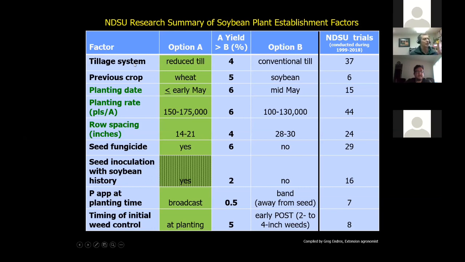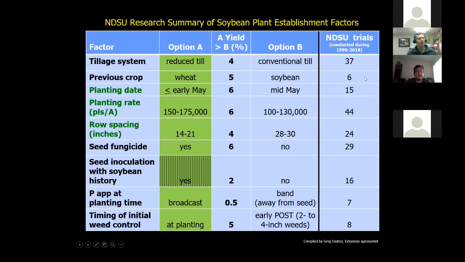For example, tillage system, we found on average of 37 different trials through the last 2 decades that when we have some type of reduced till, it might be no-till, maybe strip till, we see on average about a 4% yield increase compared to conventional tillage. Does this happen? On dry years, definitely we see this advantage. Even in the East, previous crop, we see on average, if we have something other than soybean as a prior crop, we see some yield advantages.